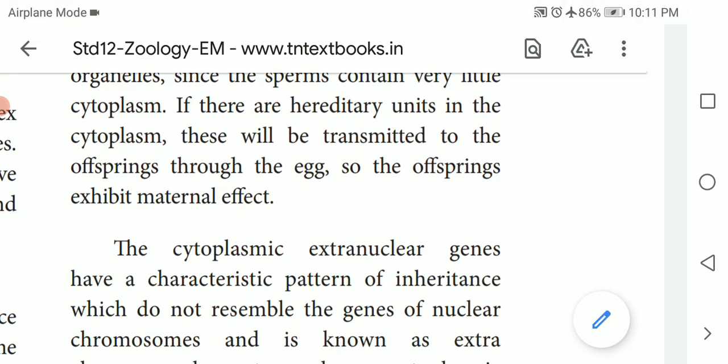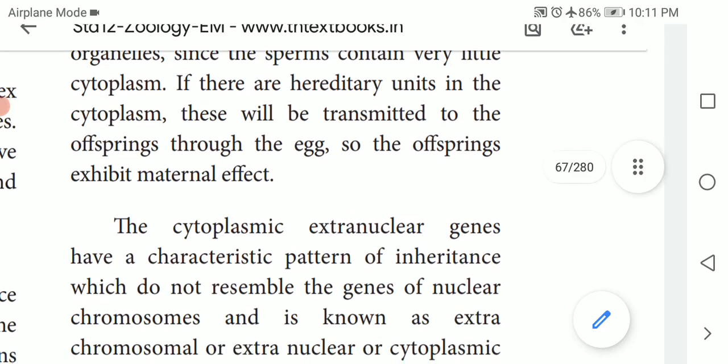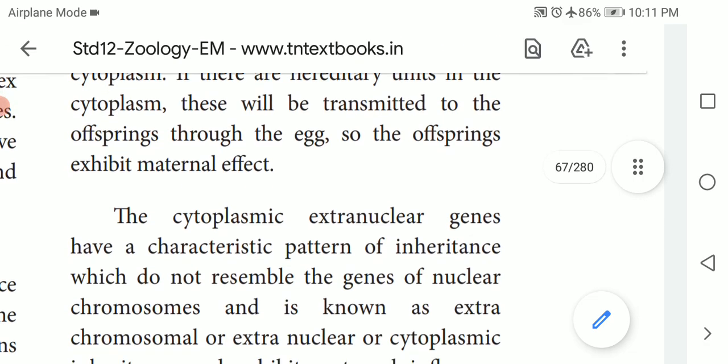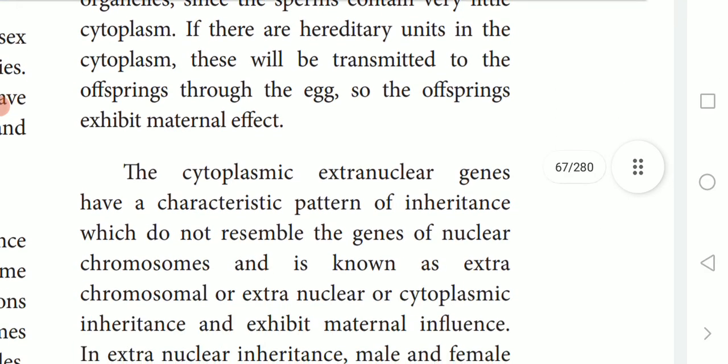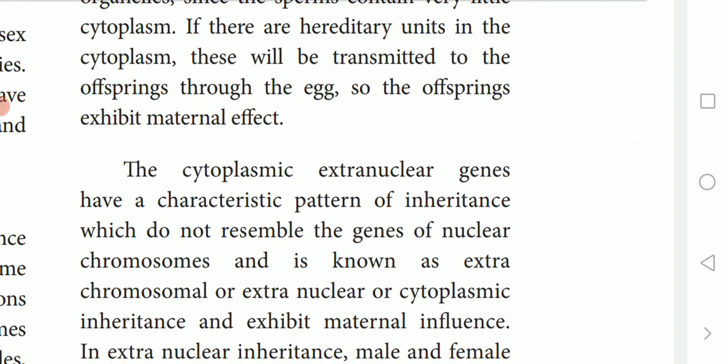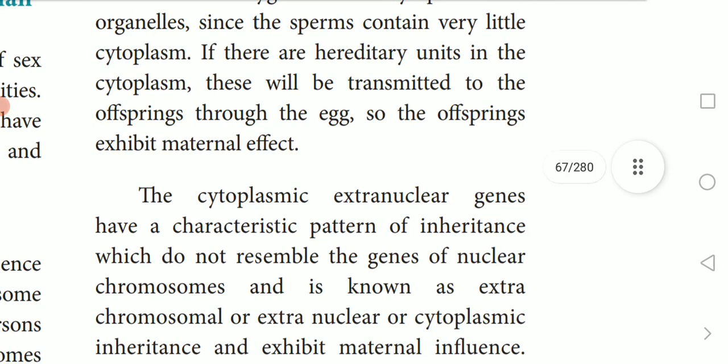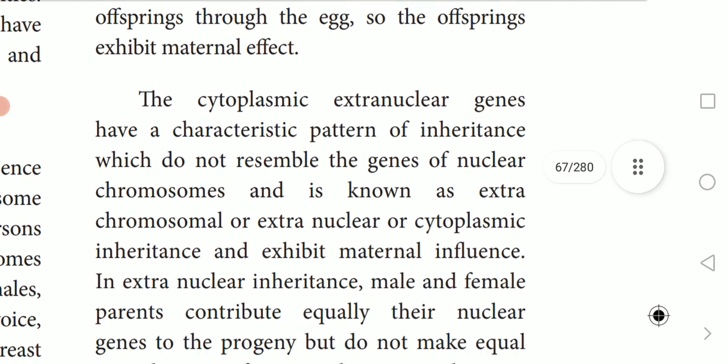What is maternal effect? Since the mother's egg has more cytoplasm, whereas the father's sperm does not have much cytoplasm, whose effect will be there in the zygote formation? Maternal effect only will be there. Maternal means the mother's effect, because she has more cytoplasm, and that cytoplasm influences the egg.